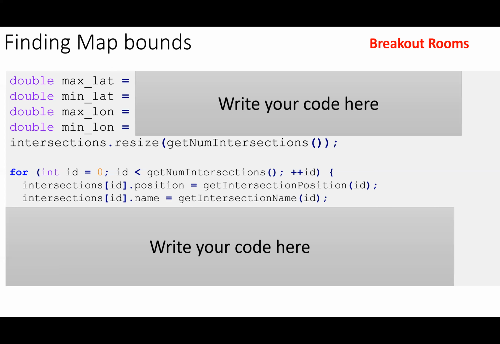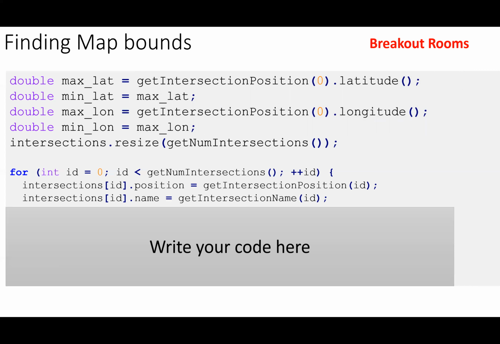And what should I do here? What should max lat be updated to? Because I should check it against every single intersection. So I should take the maximum of this intersection's latitude and whatever I had up here. And all four of these are done basically the same way. Okay.